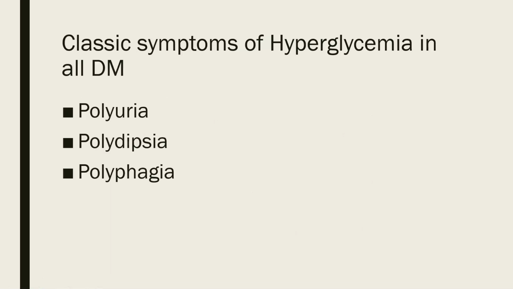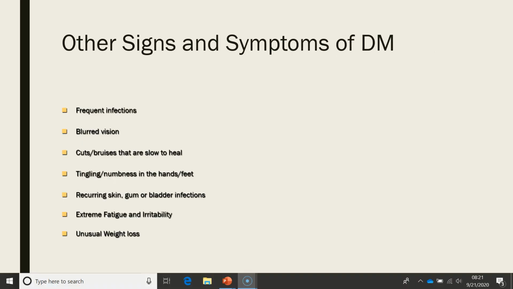And keep in mind, there are classic symptoms of hyperglycemia in all diabetics: polyuria, polydipsia, and polyphagia. Lots of urine, lots of thirst, and usually they're very hungry. Other signs and symptoms of diabetes are frequent infections, blurred vision, slow healing for cuts and bruises. They'll have a tingling or numbness in their hands and feet, recurrent skin, gum, or bladder infections, extreme fatigue and irritability, or unusual weight loss.